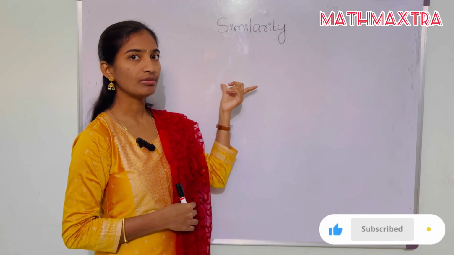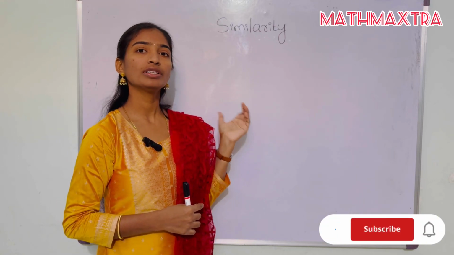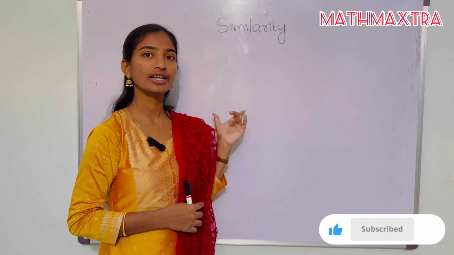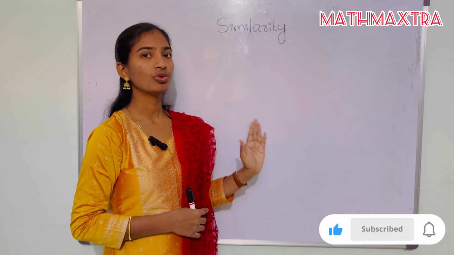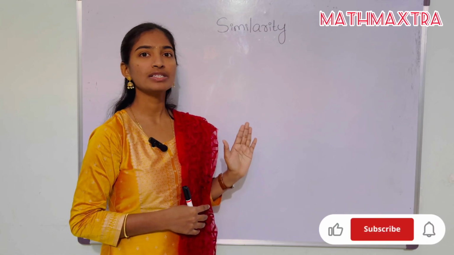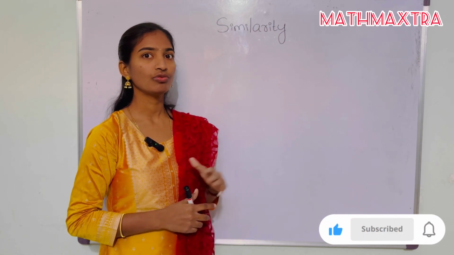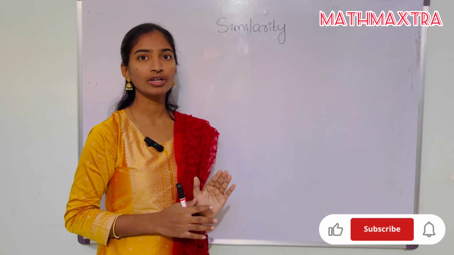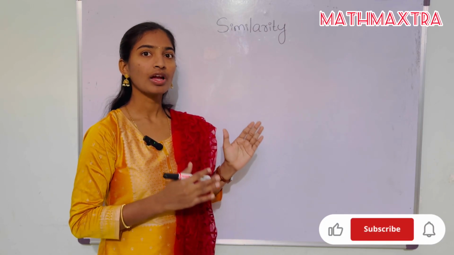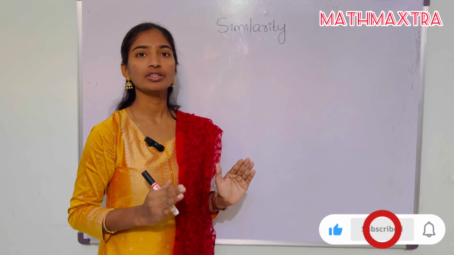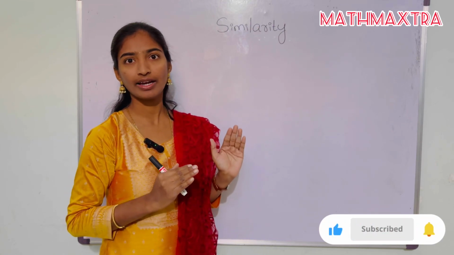But when you come to similarity, what conditions should it satisfy? Only one condition, that is, those two figures must have the same shape. So we don't care about the size of the figures. We just see whether the given figures have the same shape or not. So that is what similarity is.